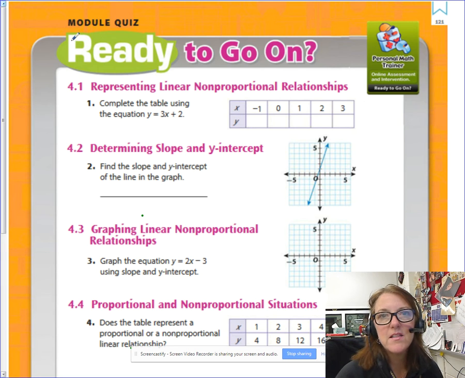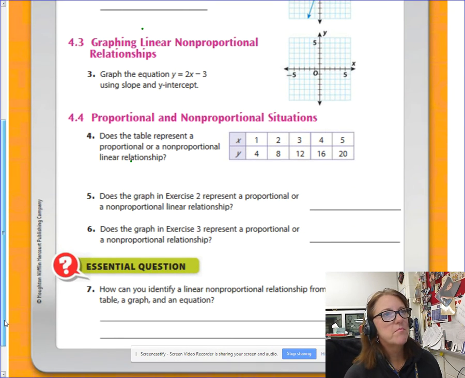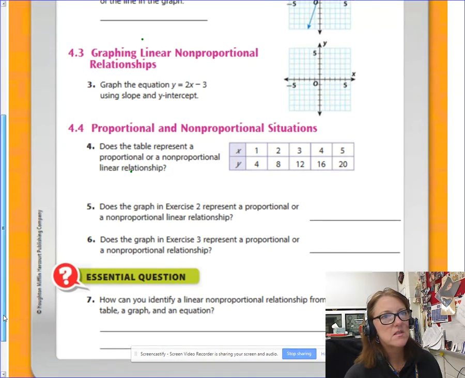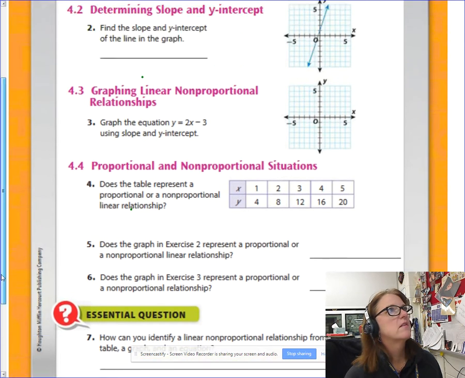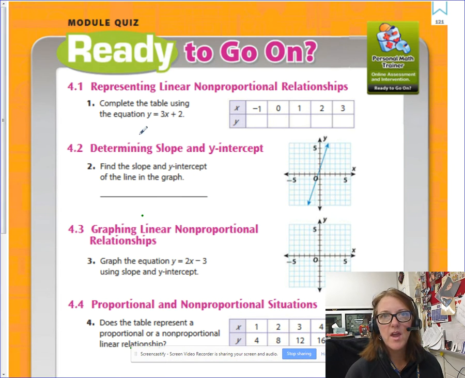All right, let's get you pumped up before you take this test, all righty? So make sure you're on the ready to go on page. What page is this? 121. 121, it looks like. Okay, ready?